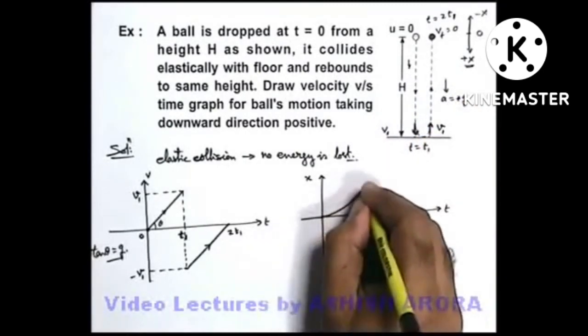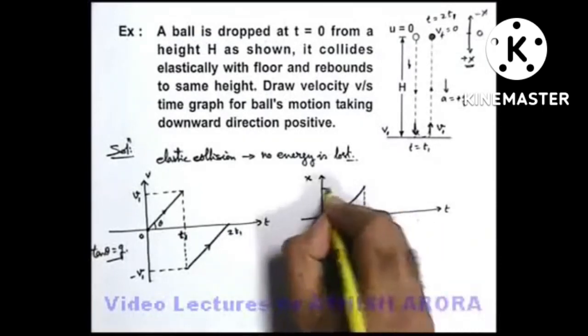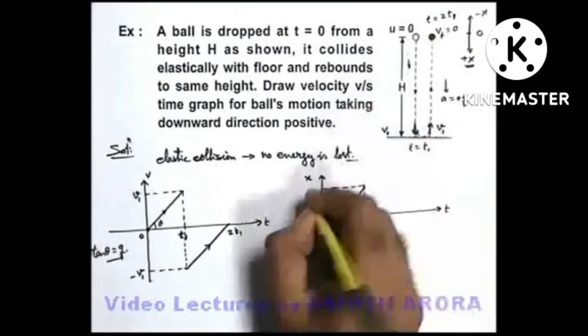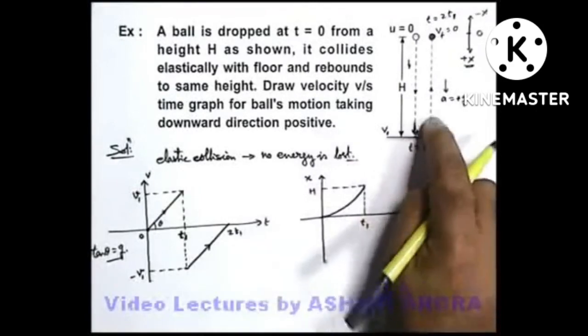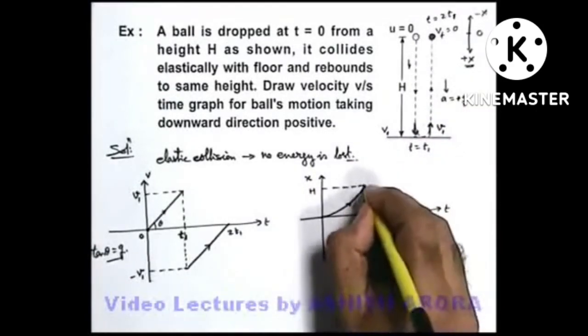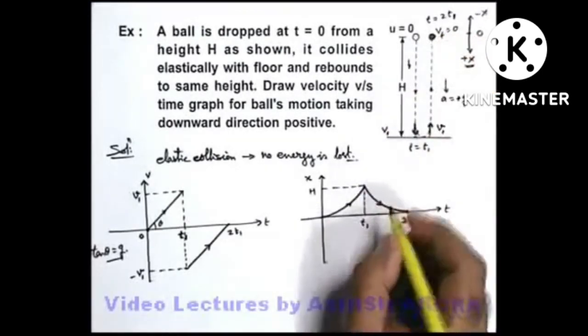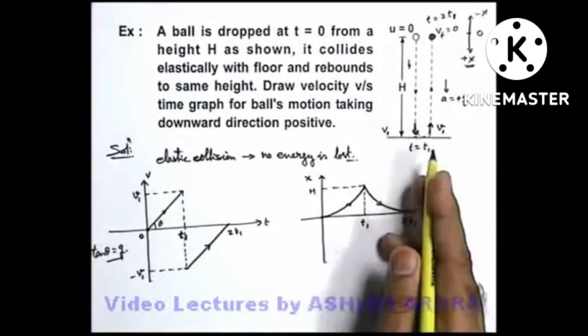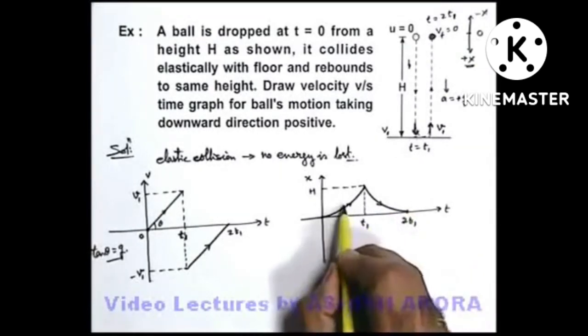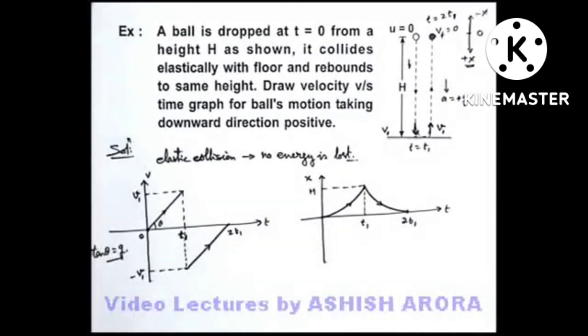So we'll draw the graph like this, which corresponds to positive velocity and positive acceleration. And at time t1, it will strike the ground, which is at a position h. And then it will rebound when velocity becomes negative and acceleration is positive. So the curve will be drawn like this. And at time 2t1, again the ball will reach the origin. So this is the graph for negative velocity and positive acceleration. So in such a way, you just need to combine various graphs which we already studied in earlier sections.